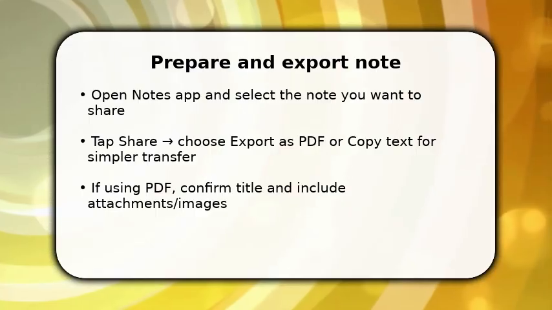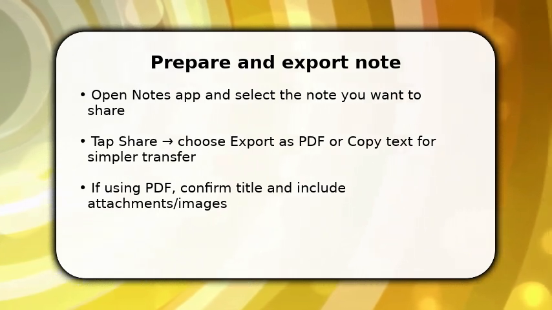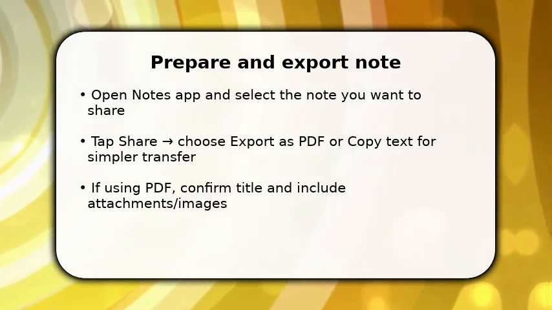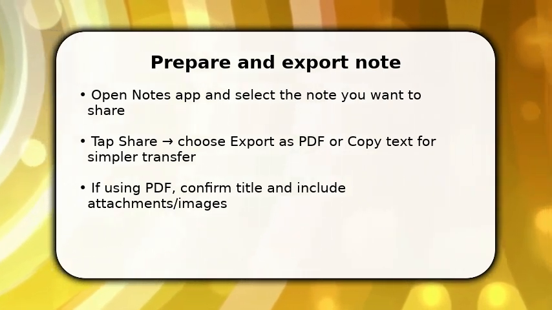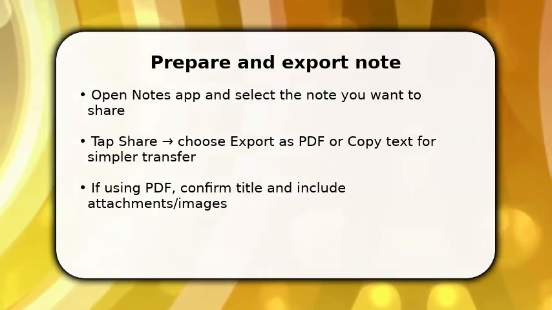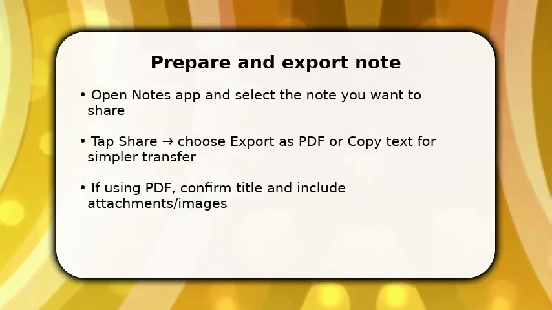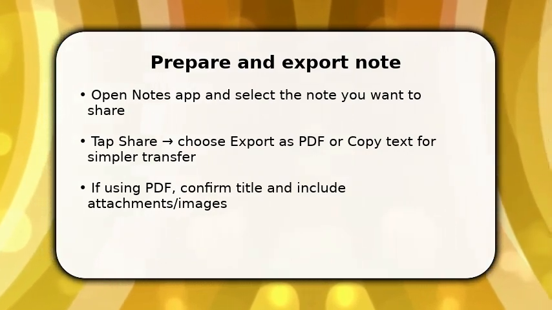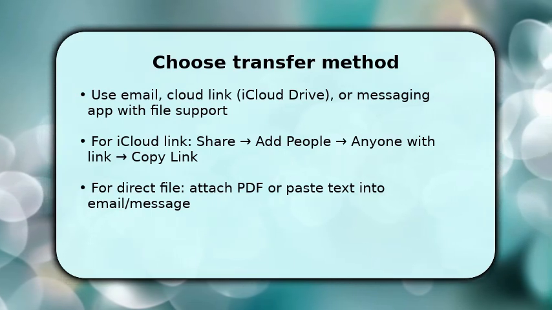You're starting by exporting the note so Android can read it. Open Notes, pick the note, then tap Share and choose Export as PDF for perfect formatting or Copy to grab plain text quickly. Exporting as PDF preserves images and layout. Copying text is faster when formatting doesn't matter. Once done, save the PDF to Files or paste the text into a temporary app. This makes the next transfer step reliable and platform agnostic, so Android devices will get exactly what you intend to send.